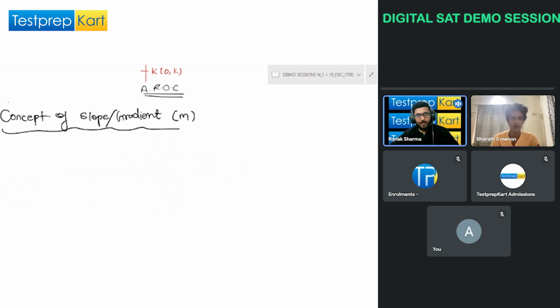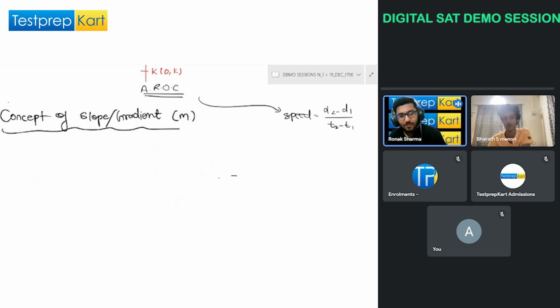Sir, is there any example? Yes, very simple: the concept of speed. With speed, we talk about how much distance we have traveled with respect to how much time we have taken. Let's say I have gone to distance D2 at time T2, and initially I was at D1 at time T1. So speed is the difference in distance divided by the difference in time. Can you see that it looks similar to the slope formula? That's what I was talking about.